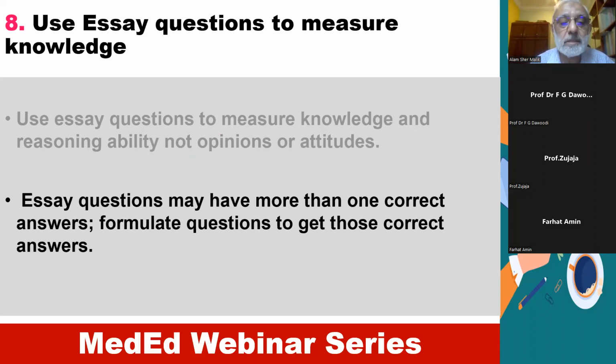Essay questions may have more than one correct answer. So formulate questions to get those correct answers. It is important that our questions are able to get the type of answers which we want our students to provide. And we will have a little bit more discussion on this, how to go about it.